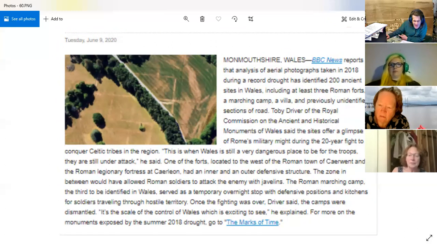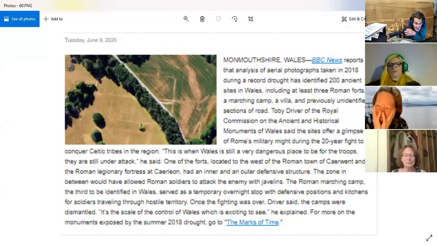Well, I sometimes disagree with that statement, but anyway, this is when Wales is still a very dangerous place to be for the troops. They are still under attack. Again, it's not something I agree with. One of the forts, located to the west of the Roman town of Caerwent and the Roman legionary fortress at Caerleon, had an inner and an outer defensive structure. This was only found in 2018, revealed in 2020. The zone in between would have allowed Roman soldiers to attack the enemy with javelins.